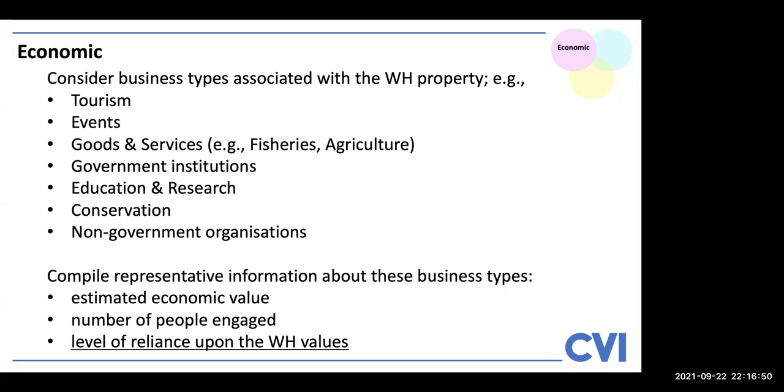For the selected business types, and these are examples, generic examples across World Heritage properties. For the specific selected business types, we then look to compile representative information that might be estimates of economic value or the number of people engaged in different activities. And we look to assess the level of reliance of those business types upon the World Heritage values, and therefore how the businesses might be affected if there is a loss of those World Heritage values with climate change.